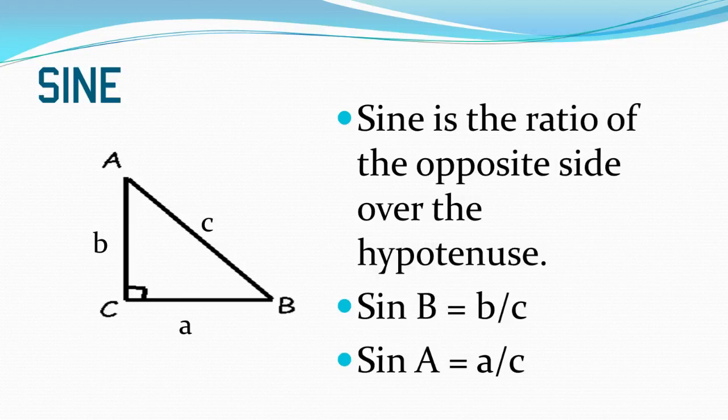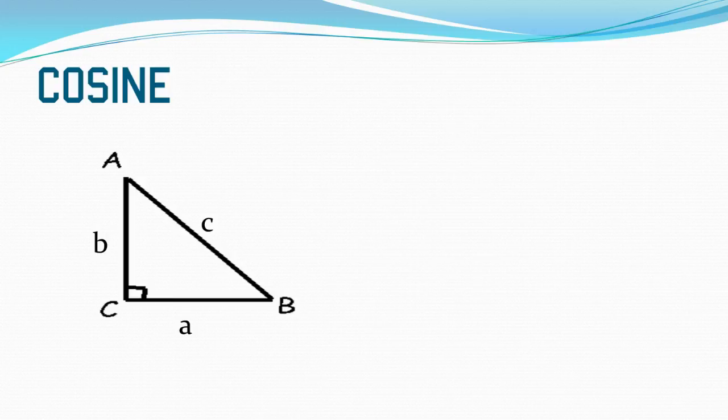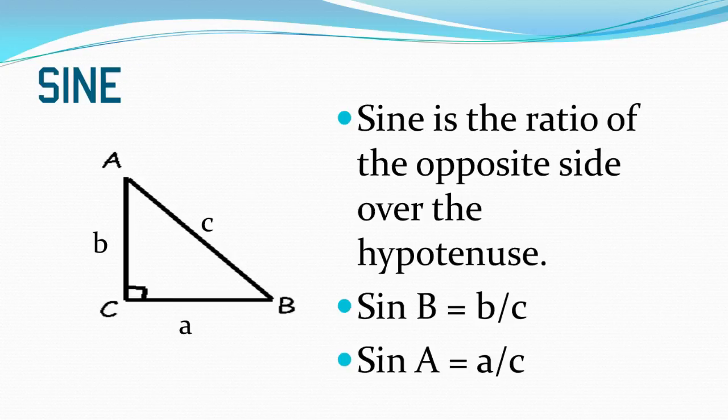If I was finding angle A or given angle A, the sine of angle A represents side A, which is directly across from angle A, divided by side C, which is the hypotenuse, directly across from the right angle.